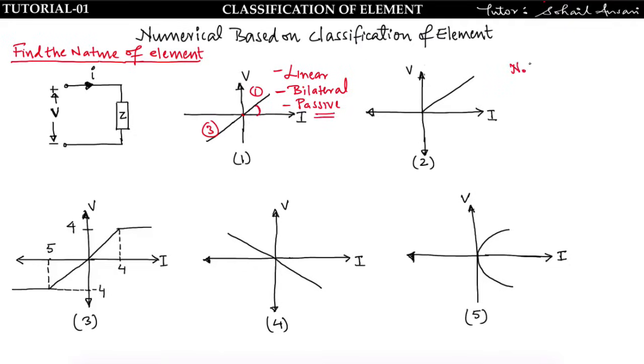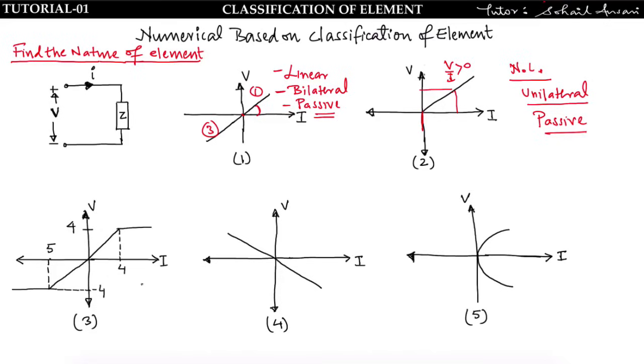Check this, this is non-linear. Why? For v less than 0 the current is 0, so it is not following the equation of a straight line for v less than 0, so the overall graph is non-linear. Bilateral or unilateral? This is unilateral. Why? Because in the first quadrant you are getting some impedance, but in the third quadrant you are not getting. For v less than 0 the current is 0, so unilateral. Active or passive? Passive. Why? Because the slope is positive, V upon I is greater than 0, so passive.